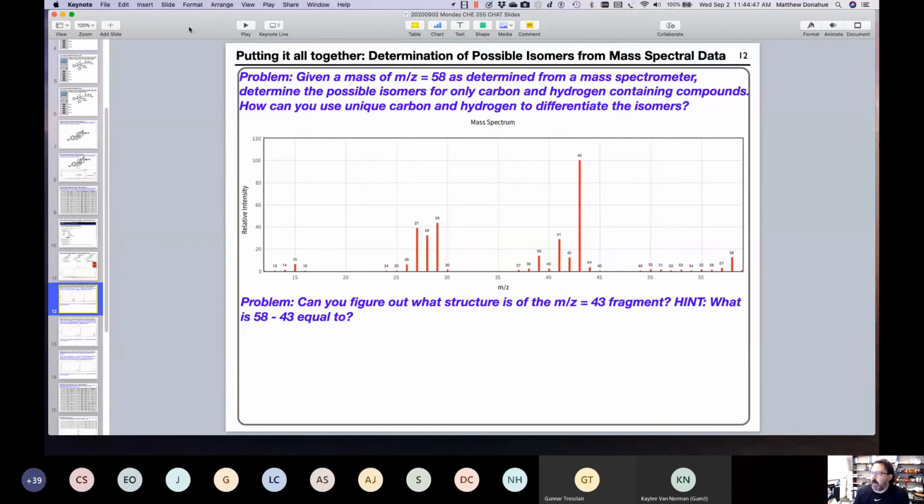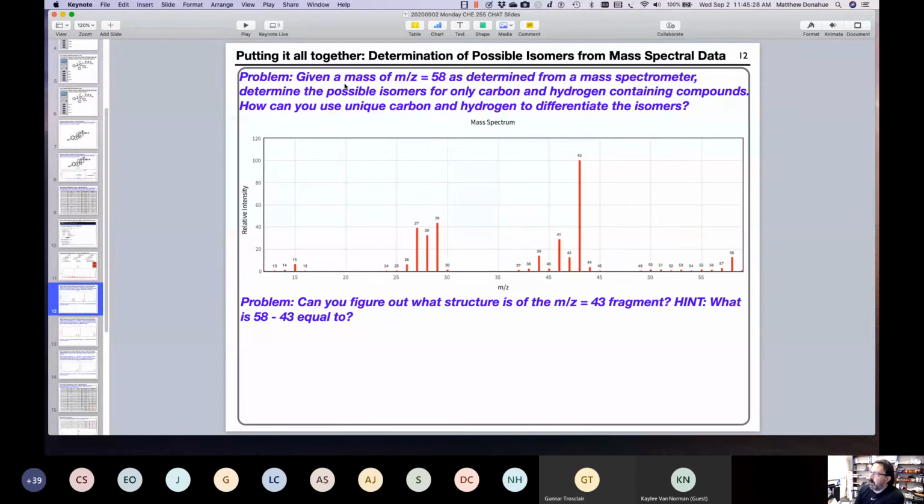Let's click on this slide. Notice that on this slide there is no chemical structure. What you are doing now is taking data and elucidating or proposing a structure. This is what I find enjoyable about organic chemistry: you have to put together all the concepts you've learned to figure things out. That's what we want to do, be able to think and figure things out. It says putting it all together: determination of possible isomers from mass spectral data.